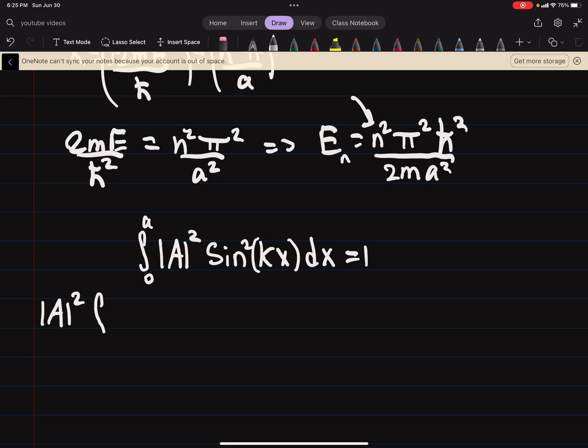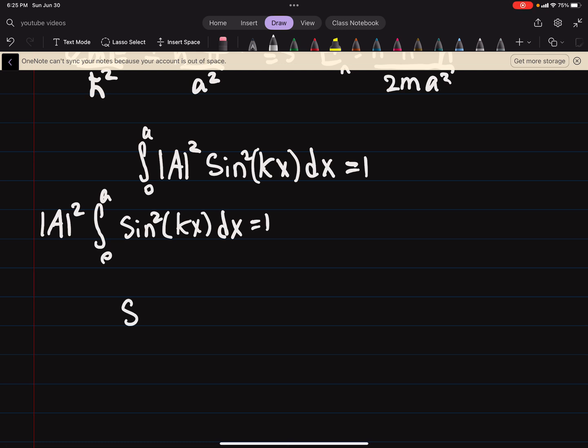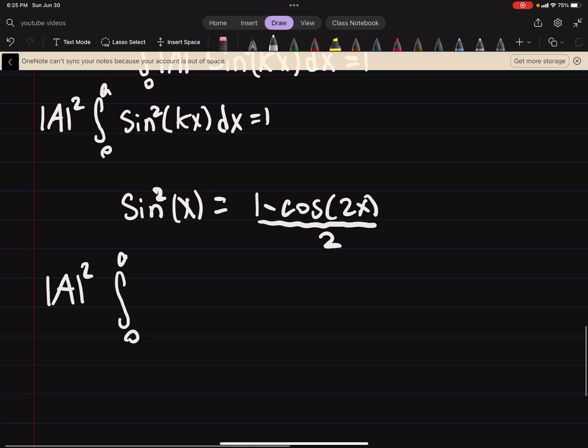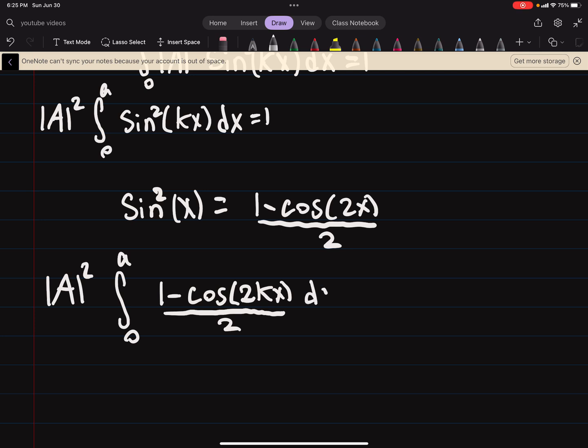So what we need to do is solve this integral. Okay. So let's see. If you remember your trig identities, sine squared of x is equal to 1 minus cosine of 2x over 2. That's a trigonometric identity that we have. So we can substitute this in then, and we get the square of our coefficient here times the integral from 0 to a of 1 minus cosine of 2kx, all of this over 2, dx equals 1.